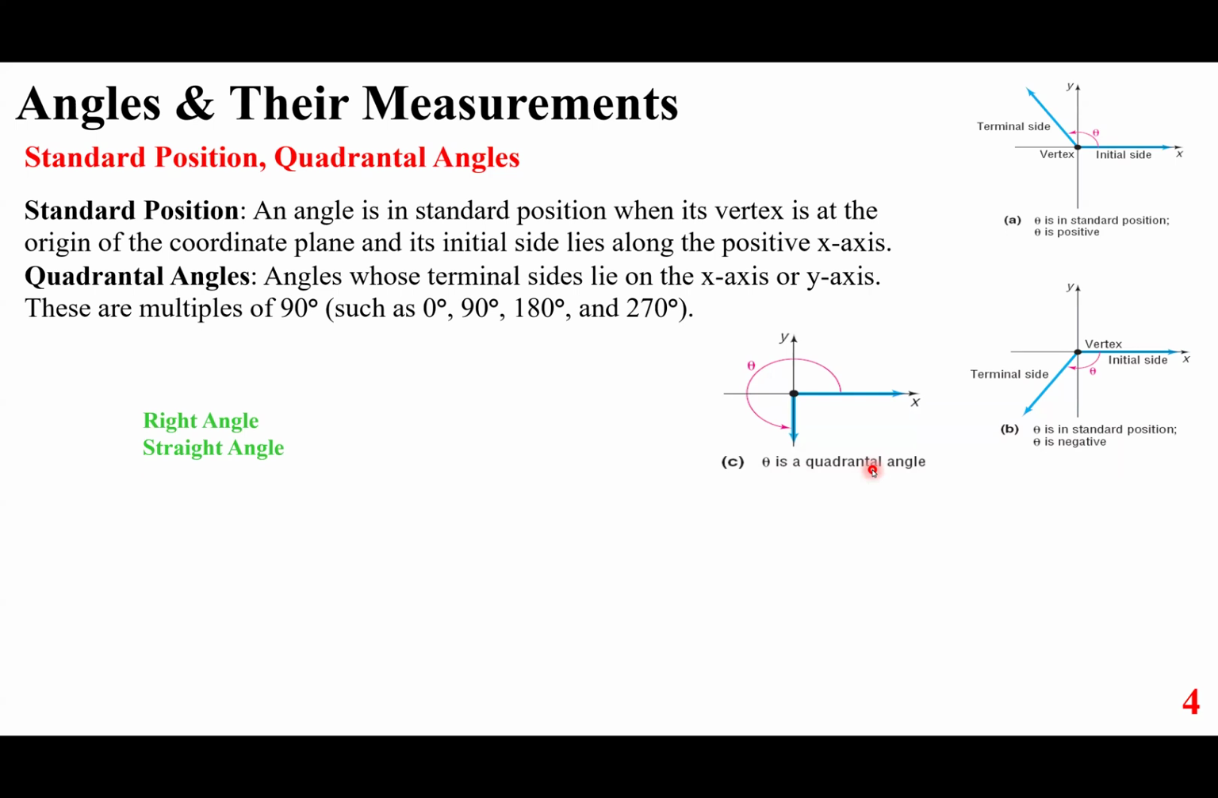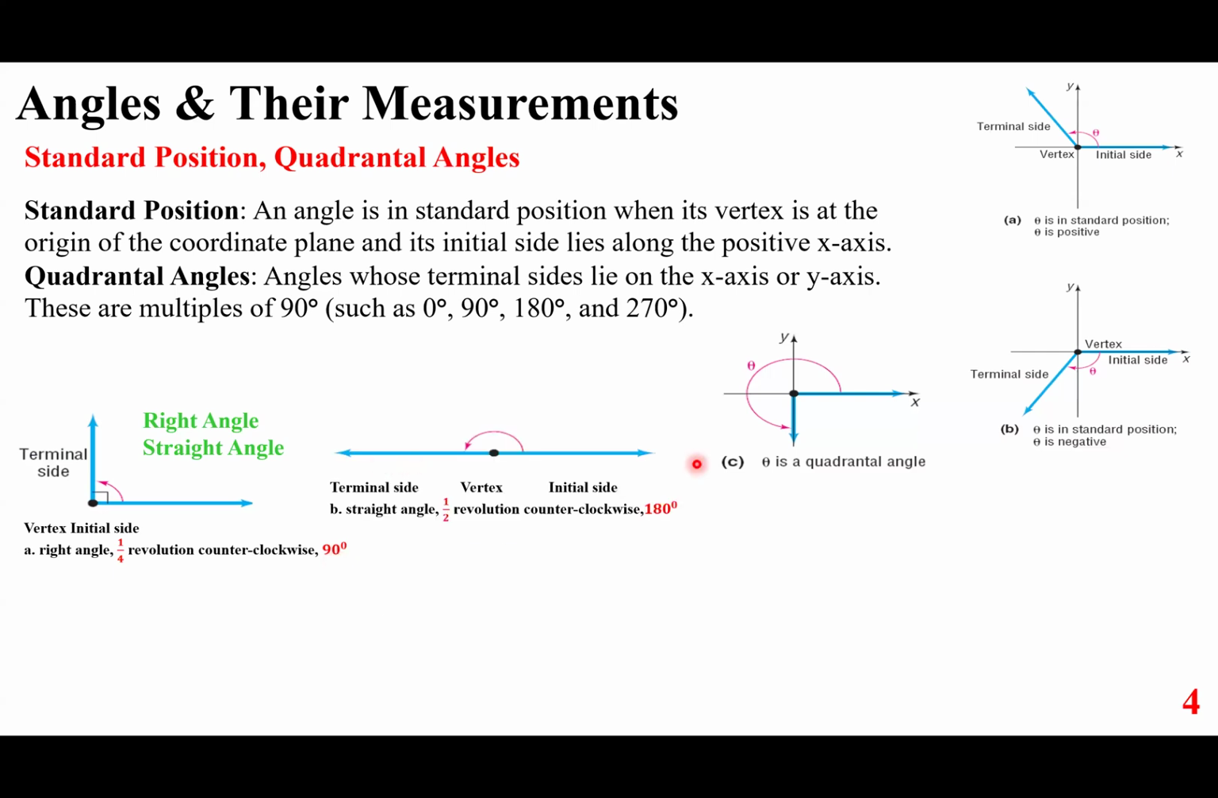What is a right angle? What is a straight angle? Right angle, that means 90 degrees. So here's the vertex, here's the initial side, here's the terminal side, right angle, 1/4 of a revolution, counterclockwise, 90 degrees. What about this one? Here's a straight line, here's the vertex, initial side, terminal side, straight angle, 1/2 of revolution, counterclockwise, 180 degrees, or pi radians.